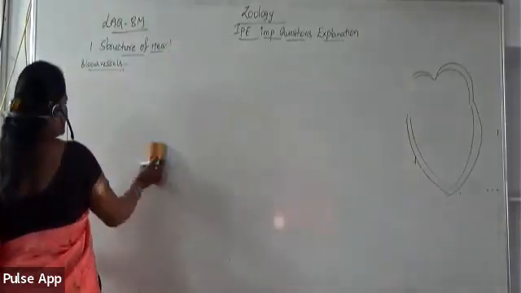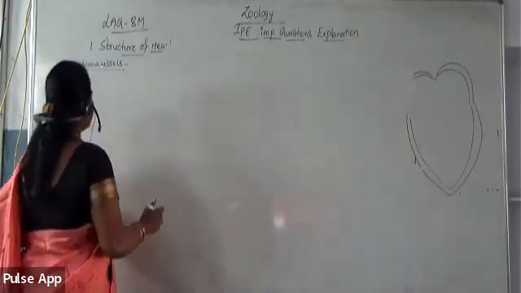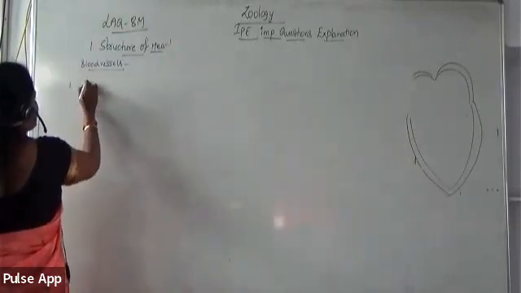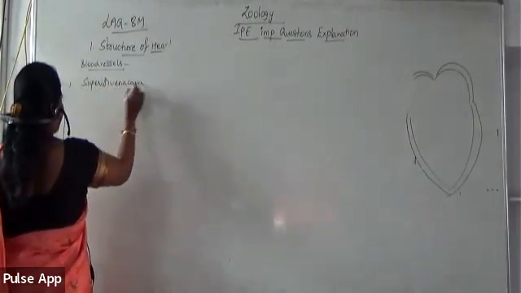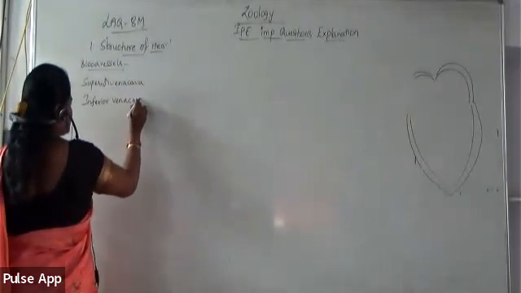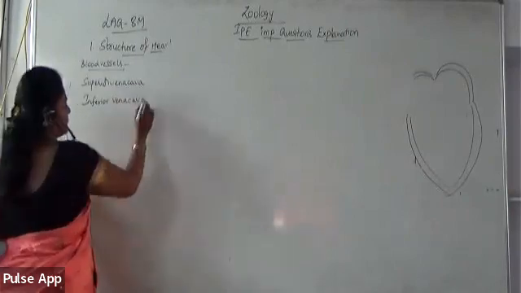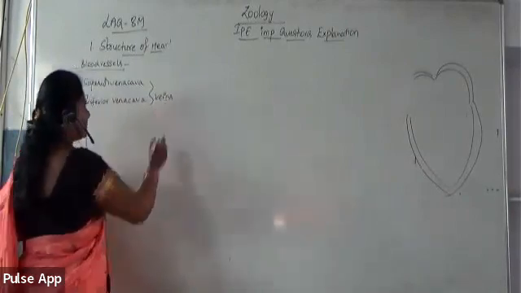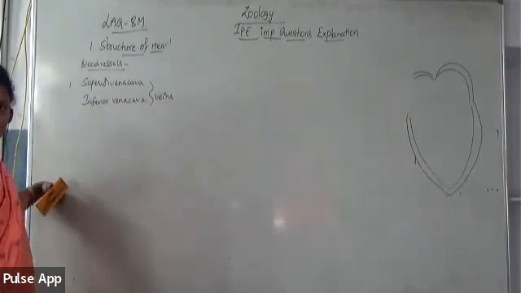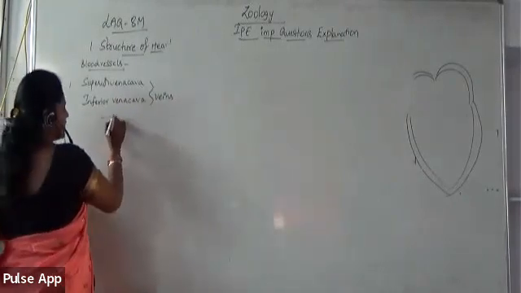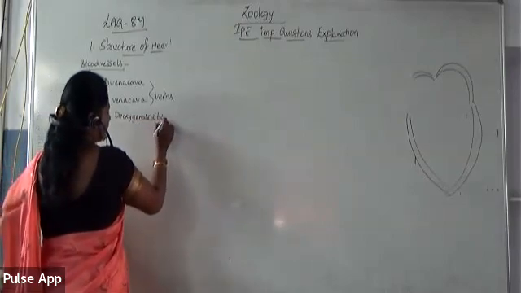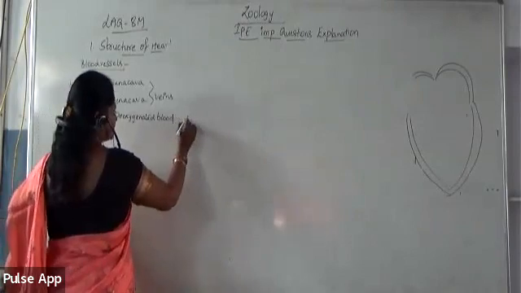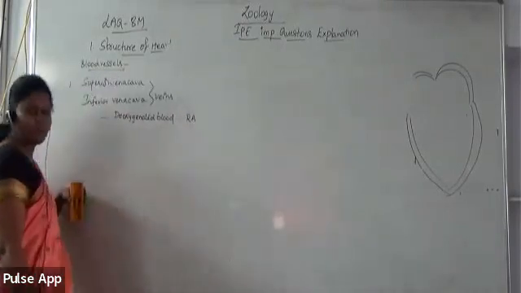So there are different blood vessels that are in connection with the heart. The first one is superior vena cava and inferior vena cava. The name itself indicates that they are veins. Superior vena cava and inferior vena cava are veins. Veins always collect deoxygenated blood. They collect deoxygenated blood from different body parts and they open into the right atrium of the heart.